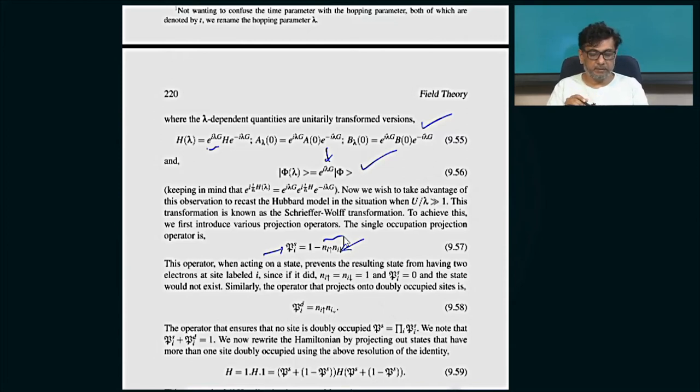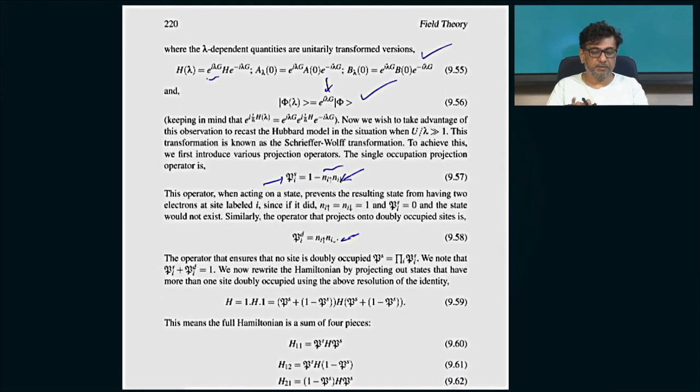Similarly, the exact opposite of that is the one which weeds out everything except the double occupancy. So if any state has single occupancy, this type of projection operator weeds that out. It only makes the double occupancy survive. So this makes the double occupancy survive, this makes only single occupancy survive, or it also makes no occupancy survive, but that is not an option in the case we are considering, because remember we are considering half filling, where there is one electron per site and they are all staying put at their locations.